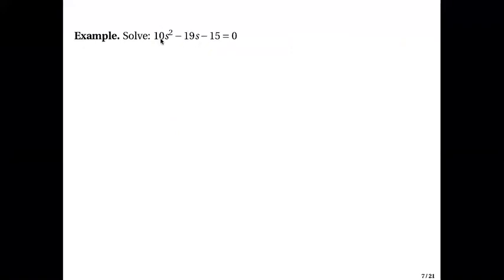We want to solve 10s squared minus 19s minus 15 equals 0. Okay? 10s squared minus 19s minus 15 equals 0. So in here, what we're going to do is to use factoring. So this guy here, we will try to factor. And then let's see what we can do.